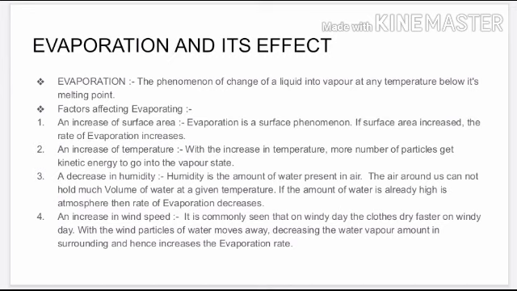The third point, a decrease in humidity. Humidity is the amount of water present in air. The air around us cannot hold much water at a given temperature. If the amount of water is already high in the atmosphere, the rate of evaporation decreases. This means evaporation is inversely proportional to humidity. The fourth point, an increase in wind speed. If we increase the speed of the wind, then the evaporation rate will be high. This means wind speed is directly proportional to evaporation.